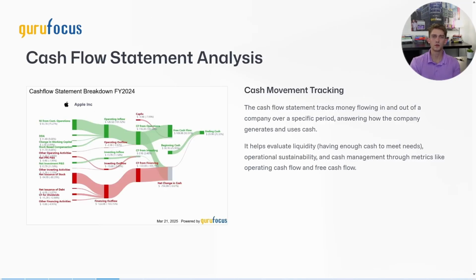Similar to the income statement, the cash flow statement tracks a period of time. However, unlike the income statement, which includes non-cash items like depreciation, the cash flow statement is all about how a company generates and uses cash. This report helps investors assess something called liquidity, which is basically just a fancy way of saying whether or not a company has enough cash on hand to meet all of their obligations. It's also where you'd find metrics like operating cash flow and free cash flow.